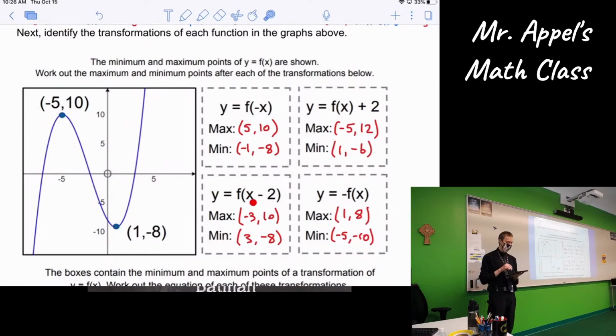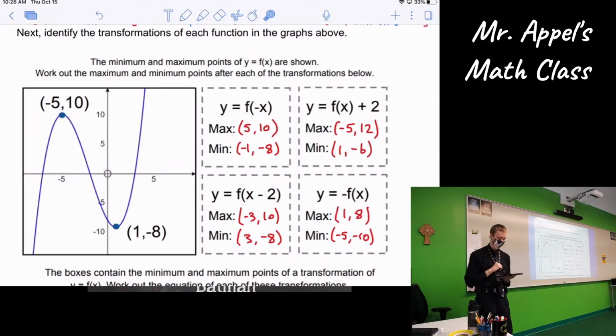F of x minus 2, horizontal shift to the right 2. Remember, it's opposite sign. Oh, negatives are on the left-hand side. Oh, but it's x. Negative means it's moving right. So instead of negative 5, you go over to negative 3. Positive 1 becomes positive 3.